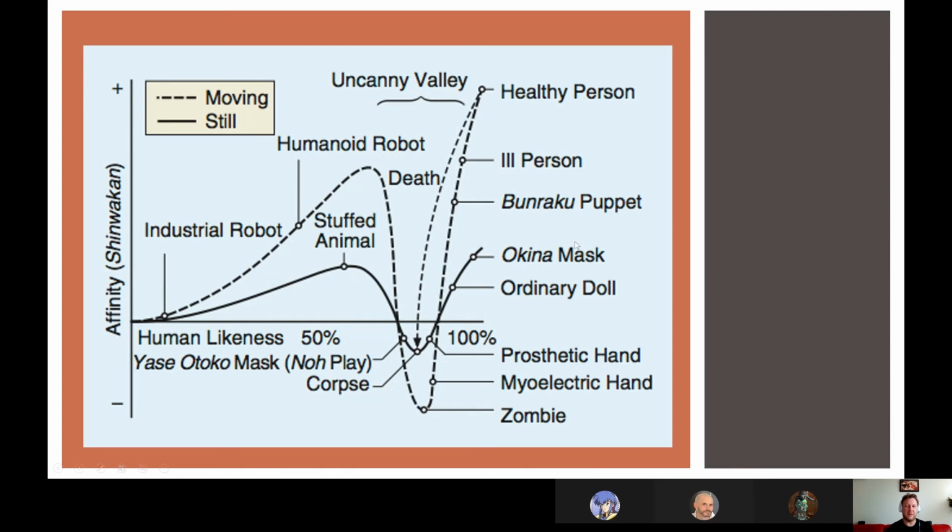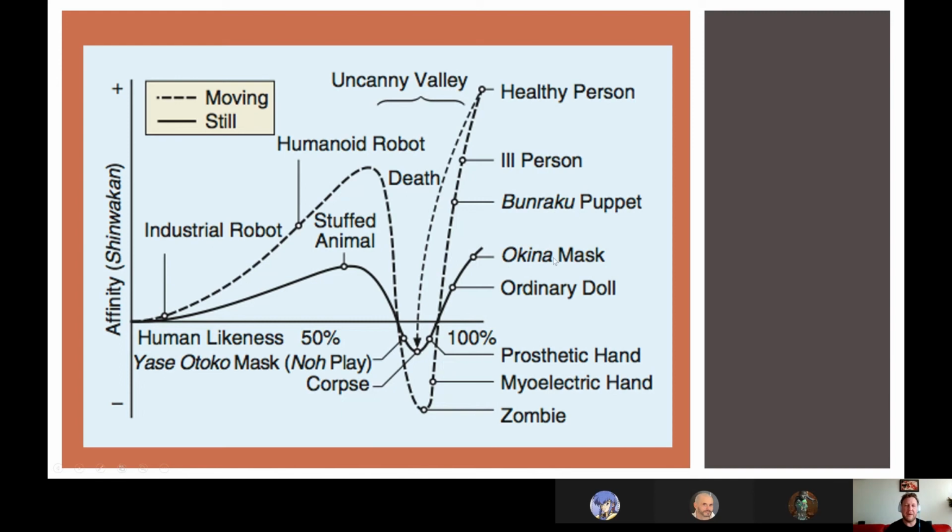Dolls are good examples. Here we have the Yasuko masks. These are pretty realistic masks from Japan, with lots of details, pretty accurate in terms of the anatomy. But the Yasuko masks are picturing suffering. So any Yasuko mask is like someone in pain. Because of that, it's below the normal reaction for viewing this image.